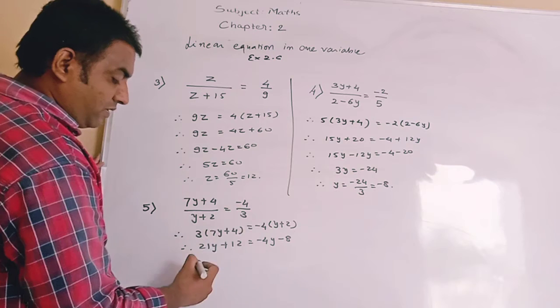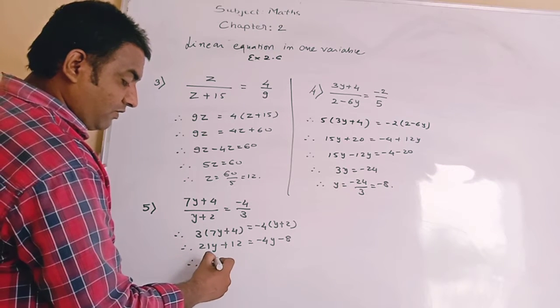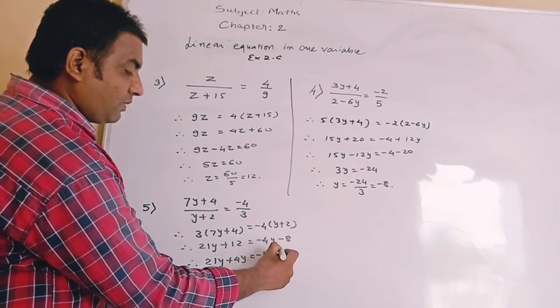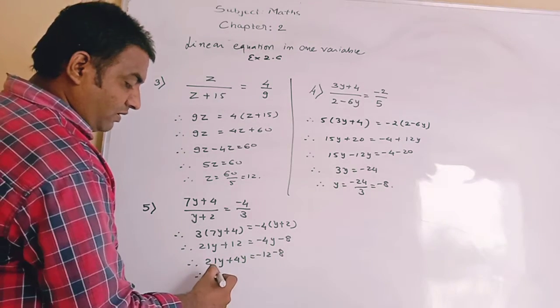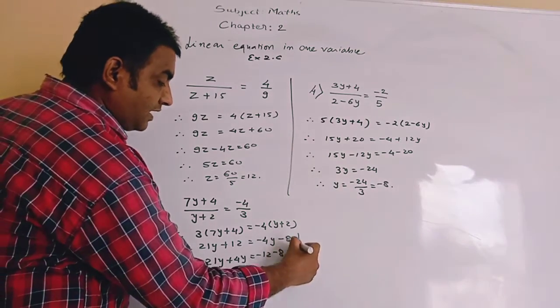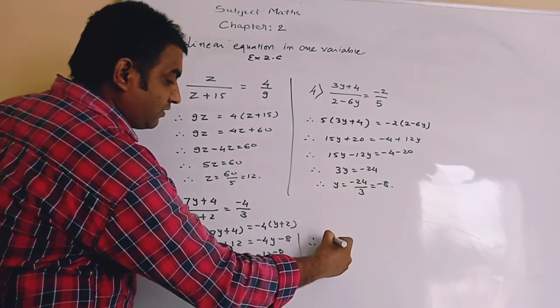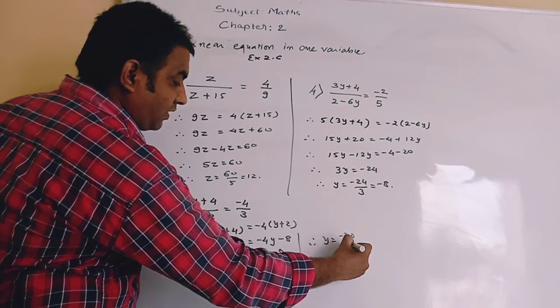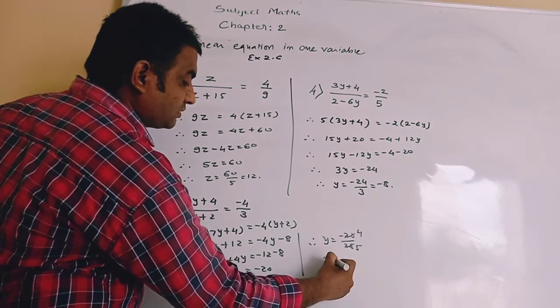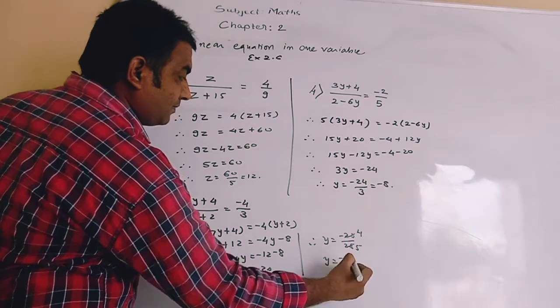So minus 4y we will transfer to this side, then 21y plus 4y equals minus 12 minus 8. And so it will be 25y equals minus 20. And so we have y equals minus 20 by 25. So 5 fours are 20 and 5 fives are 25. So the answer is minus 4 by 5.